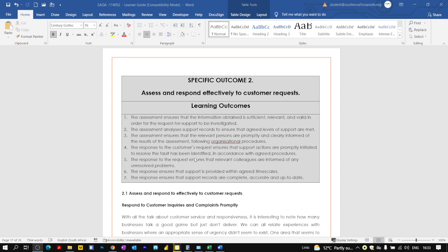And the last thing is that the response should ensure that the support records are complete, accurate, and up to date. Whenever you complete any support at any site with any client, there are always records that are kept, because you want to make sure that if a problem happens today, if it happens tomorrow, we shouldn't spend 10 hours investigating the same problem, because we already know of that problem and what caused it last time. That will save us a lot of time.